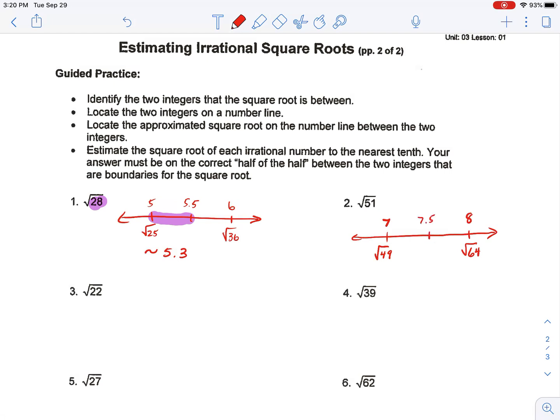Halfway between 7 and 8 is 7.5. Is 51 closer to 49, or is 51 closer to 64? 51 is closer to 49. So the square root of 51 is going to be somewhere between 7 and 7.5. Maybe we'll approximate it as 7.2.